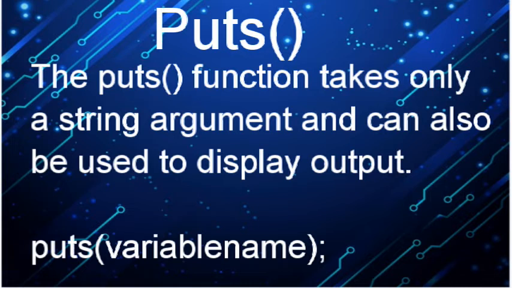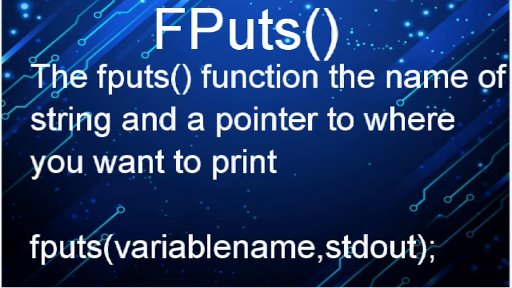Then we have fputs. In fputs, it requires the name of the string and the pointer to where you want to print the string, and to print to the screen, that is stdout. In the previous case, as you can see, we used fgets with stdin. In this, we will use stdout, basically standard output. This is the syntax that you can see on the screen whenever I want to use the fputs function.